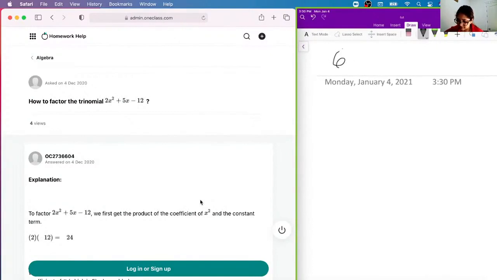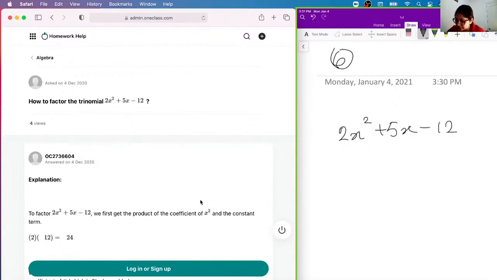So the next question says how to factor the trinomial 2x squared plus 5x minus 12. And so to do that, what we want to do is basically factor. When we're dealing with polynomials, the first step you would want to do is, in this case, we have 2x squared plus 5x minus 12, okay?